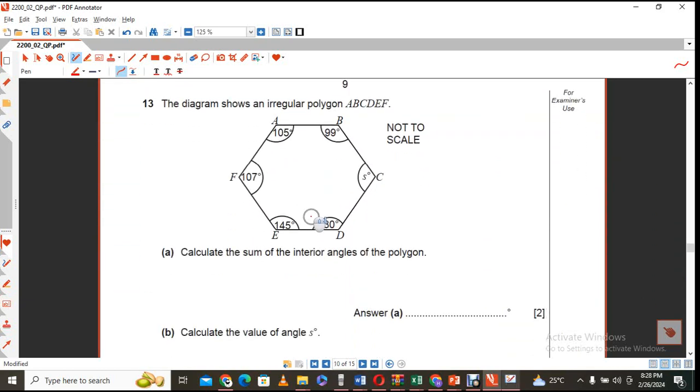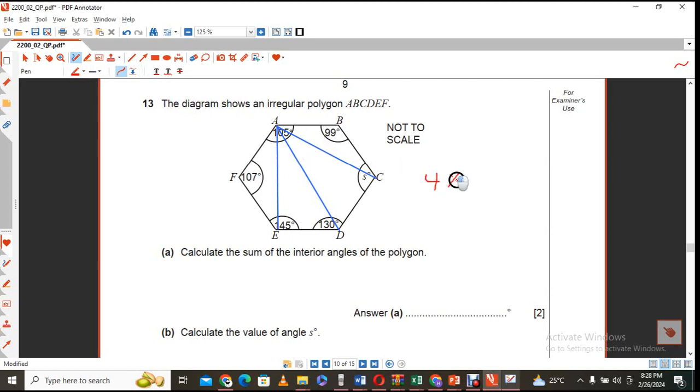Right, now we get to question 13. They say calculate the sum of the interior angles of this polygon. So this is 1, 2, 3, 4, 5, 6. If you were to draw triangles from one vertex to the opposite vertices, you always see that there are always 2 fewer triangles than the number of sides. In this particular case, can you see that the triangles are 4 and there are 6 sides?